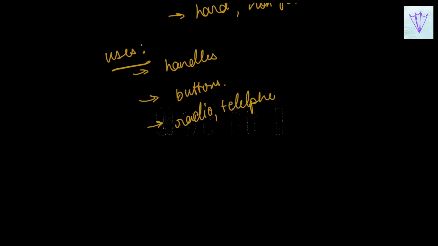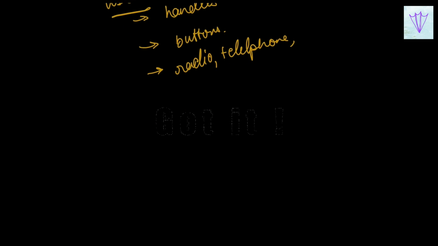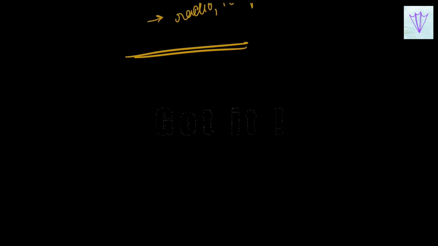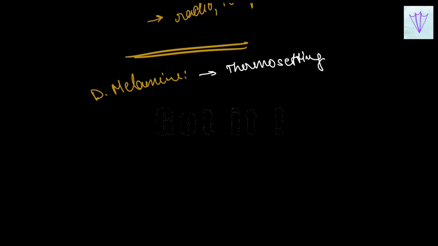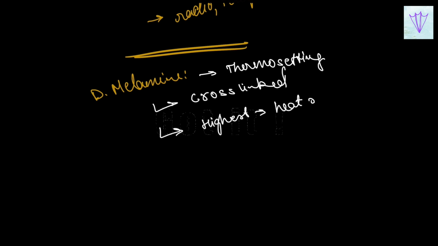telephone, or television cabinets. The next plastic we are going to study is melamine. Melamine is also a thermosetting plastic, and it is a cross linked polymer, and it is a material of versatile uses, and melamine has the highest capacity of heat resistance. It has the highest capacity of heat resistance and can even resist flame.